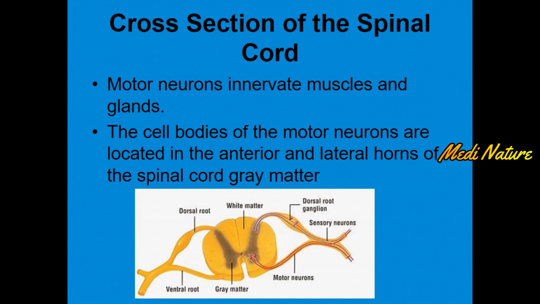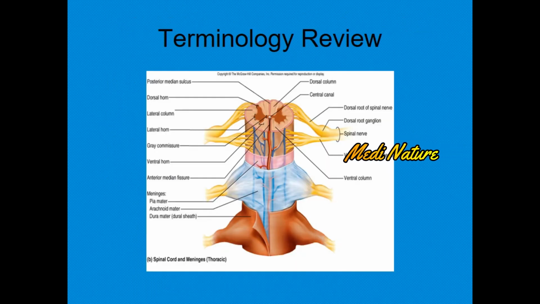As we know, motor neurons innervate muscles and glands. The motor neurons start from the gray matter of the spinal cord. The cell bodies of the motor neurons are located in the anterior and lateral horns of the spinal cord gray matter. You can see them in the image below. And the axons of these motor neurons run along the ventral root of the spinal nerve. This image will give you a summary on terminology we learned during this lecture.